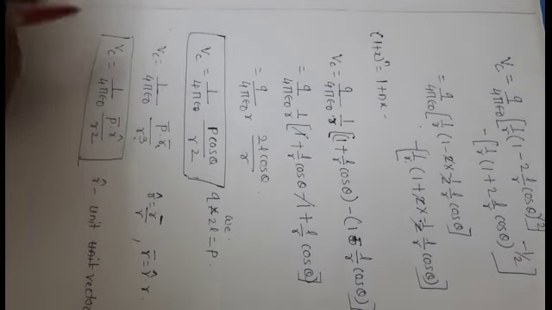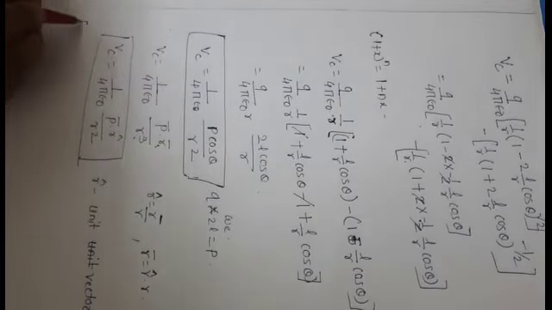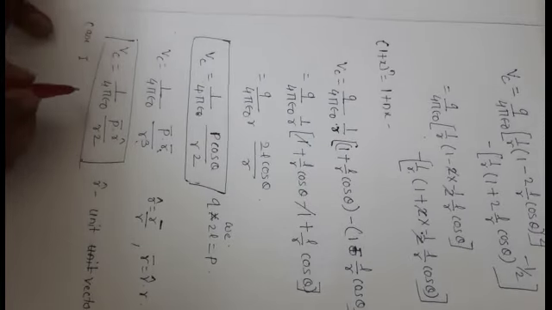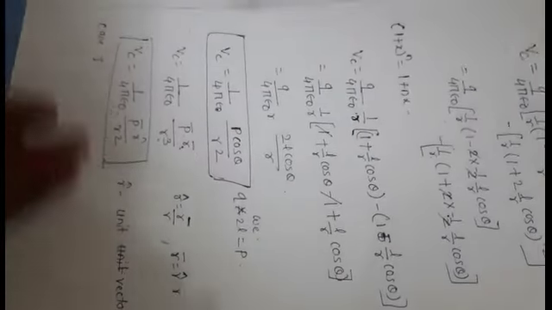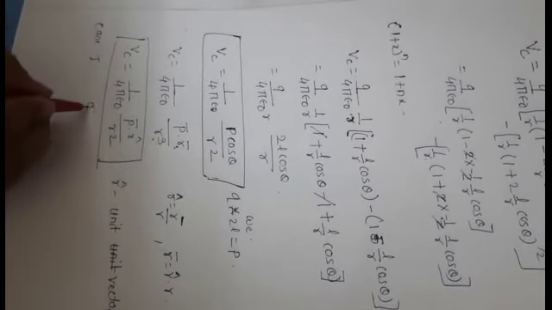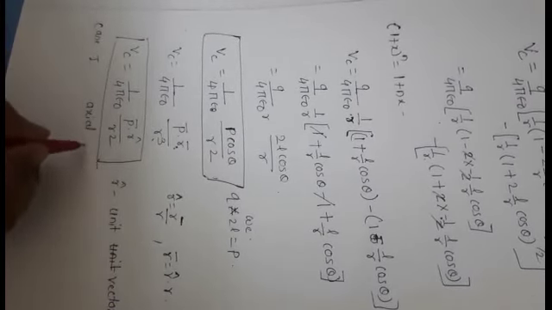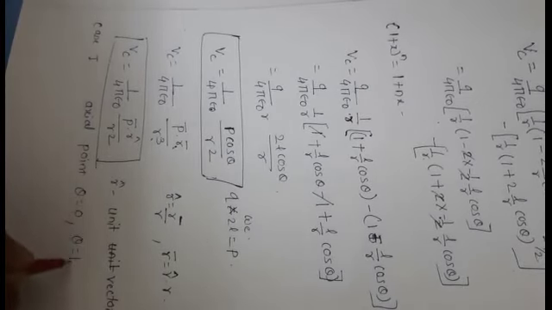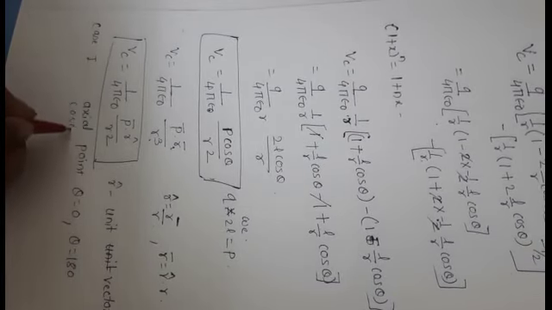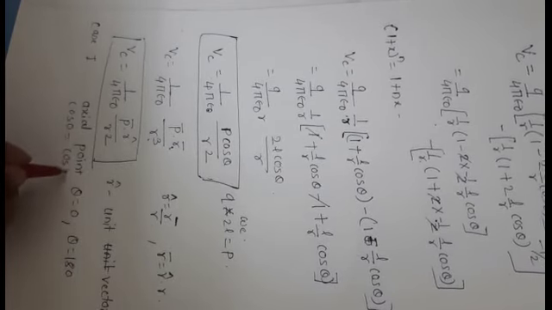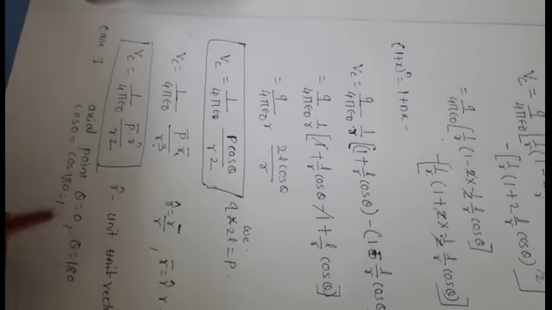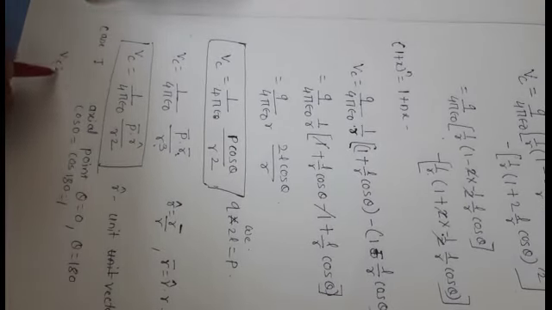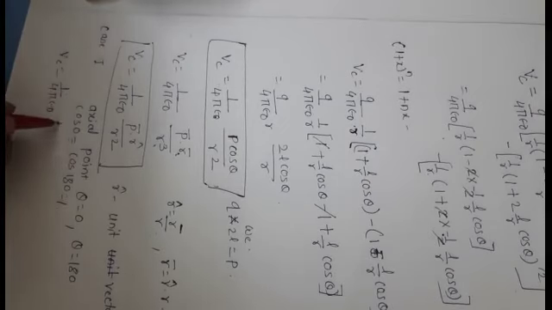Next, we consider case 1. If the electric potential lies on the axial points, theta is equal to 0 or theta is equal to 180, so cos 0 or cos 180 is equal to 1, meaning Vc is equal to 1 upon 4 pi epsilon 0 times P upon r squared.